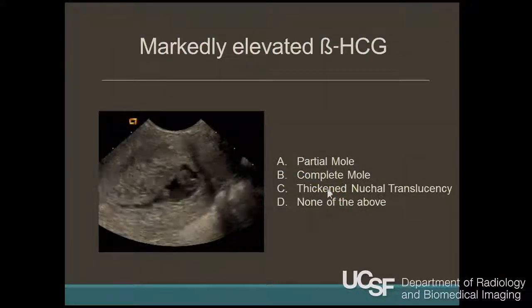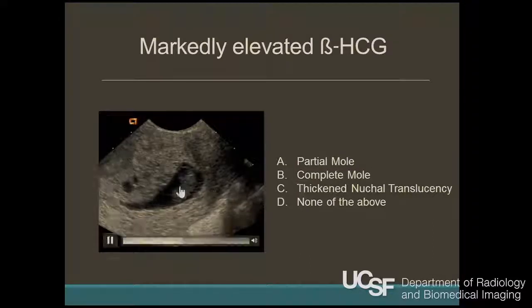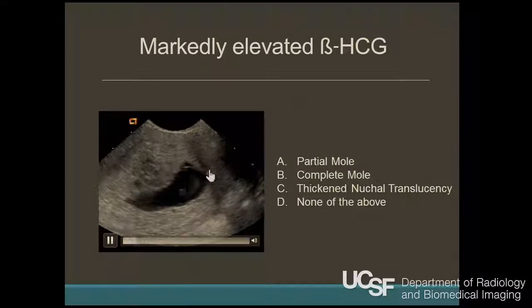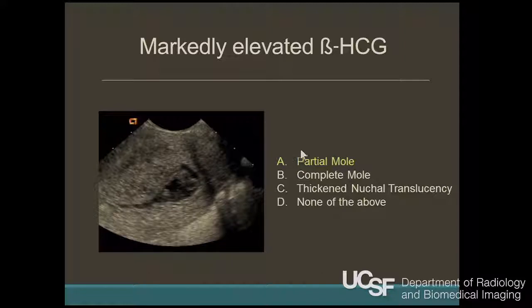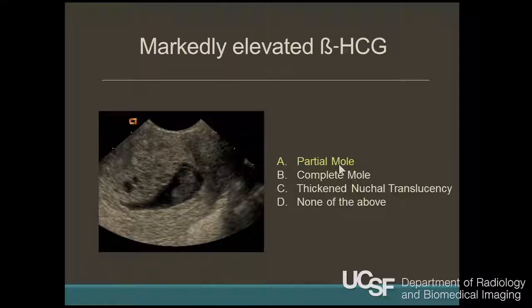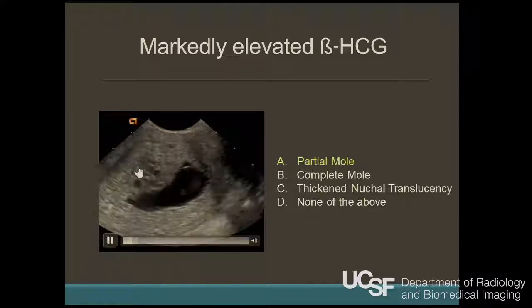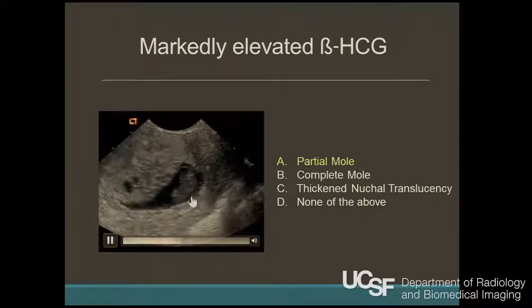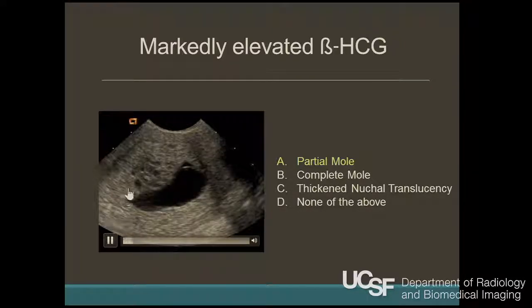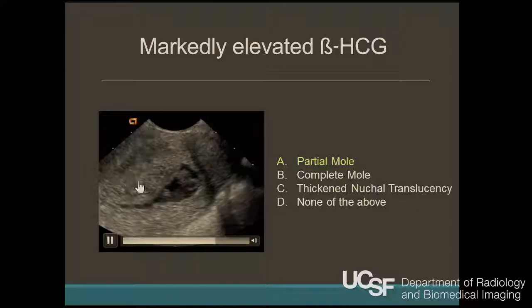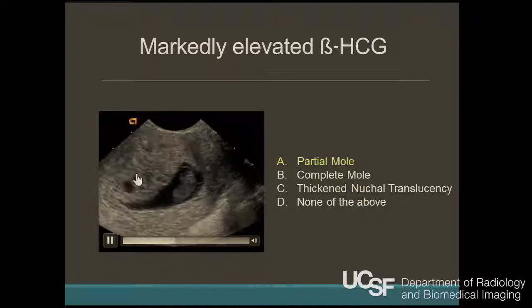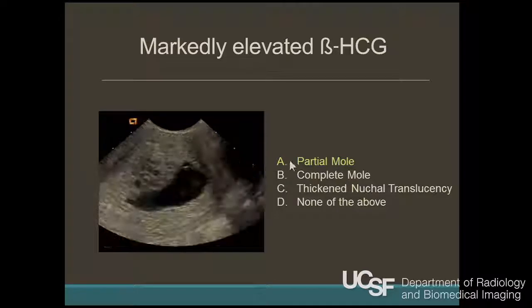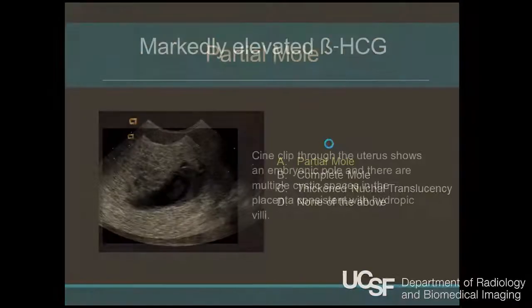I'll kind of just show you this picture, but I know he covered this in the last one. So this is a partial mole. He showed it on MRI and CT, I think, with the thecal lutein cyst, but basically we see this embryo, it's dead, and there's a lot of cystic spaces in the placenta. Anytime you see cystic spaces in the placenta tissue, you need to think about a mole.